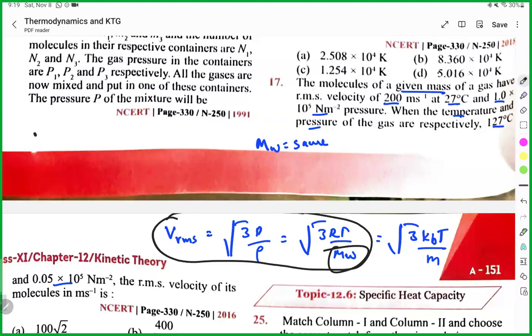So what will happen? V2 by V1, because it directly depends upon the under root of the temperature, right? Under root of temperature. So it will become T2 by T1. What is the T2 value? 127, it means 400 Kelvin. 27, 300 Kelvin. Correct? Now you can calculate: 2 by root 3 multiply by what is the V1 value, 200.